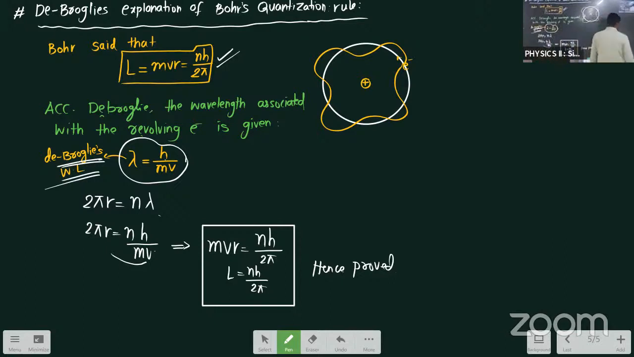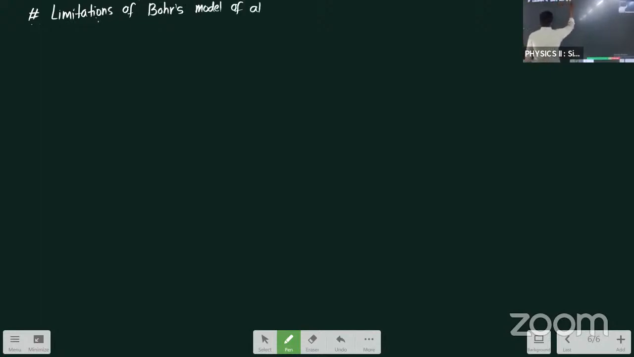Let us move on to the next important SAQ from this chapter. What is the next important SAQ from this chapter? Limitations of Bohr's model of atom. Another important question for your annual examination.